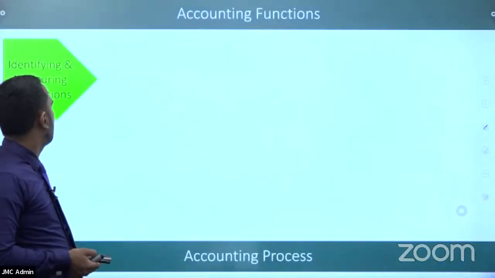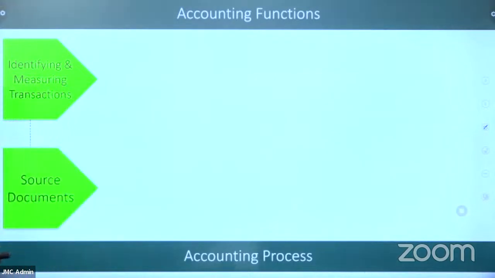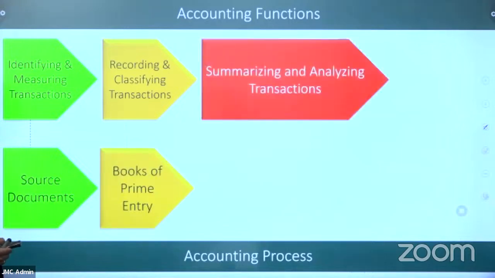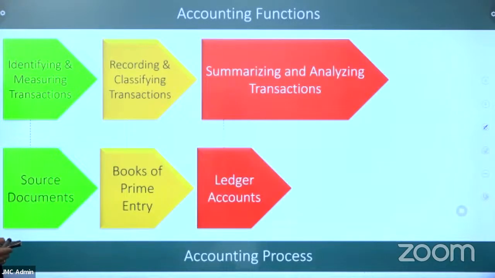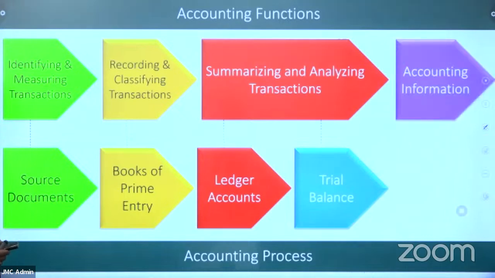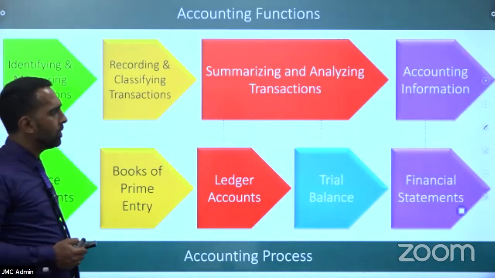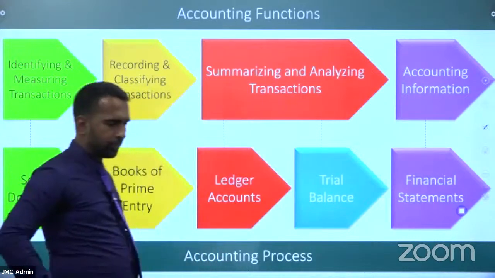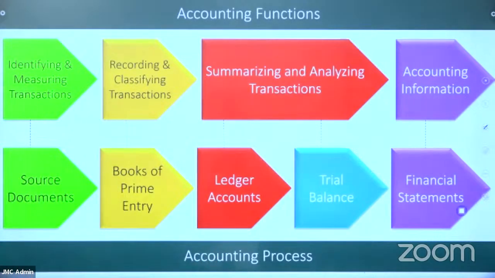Okay. So identifying and measuring the transactions through source documents, recording and classifying in books of prime entry, summarizing and analyzing in ledger accounts and the trial balance, and finally the accounting information is prepared as the financial statements. This is basically the accounting process in a nutshell. Okay.